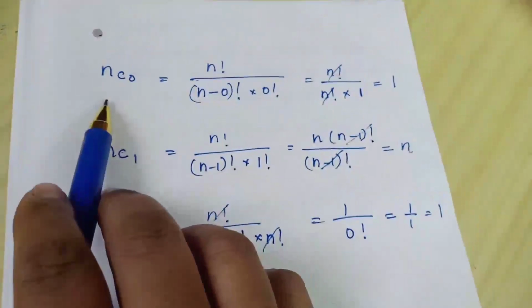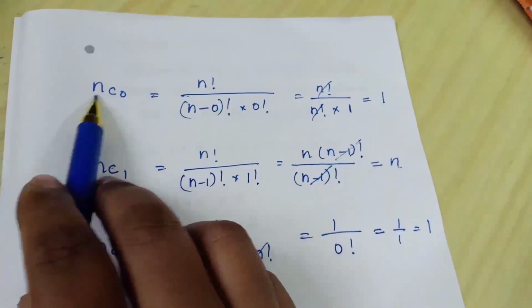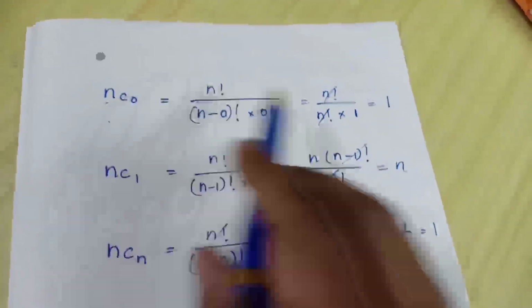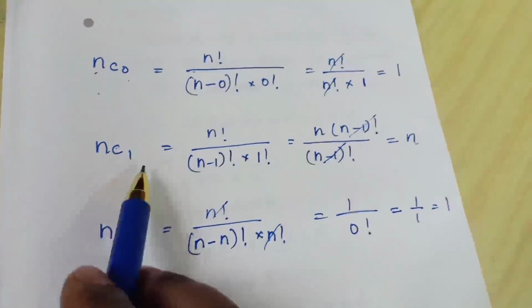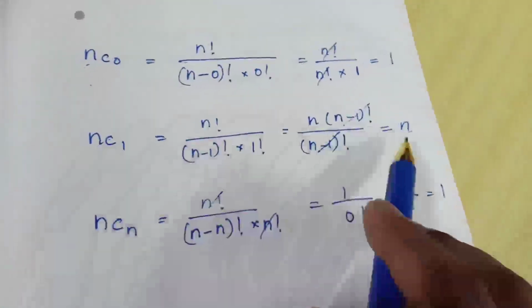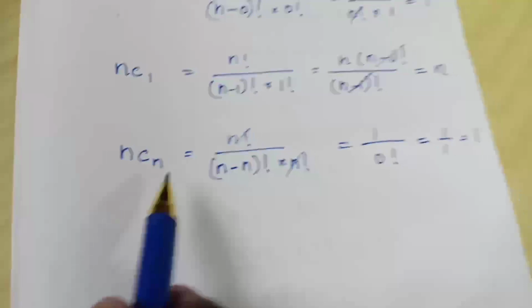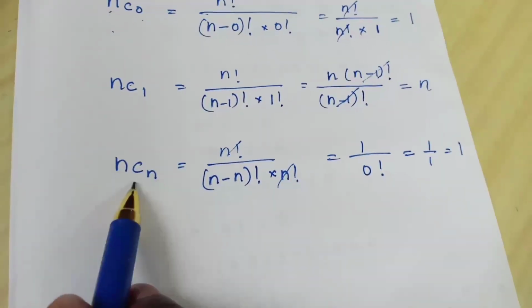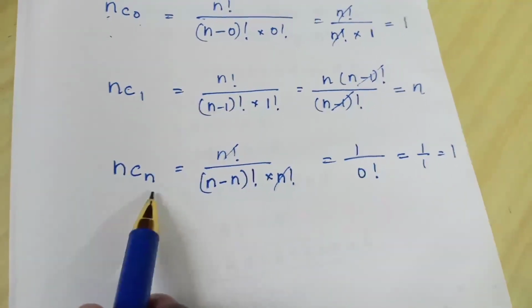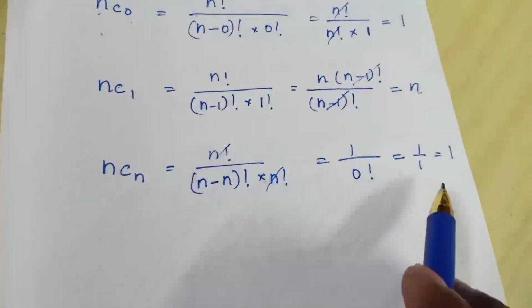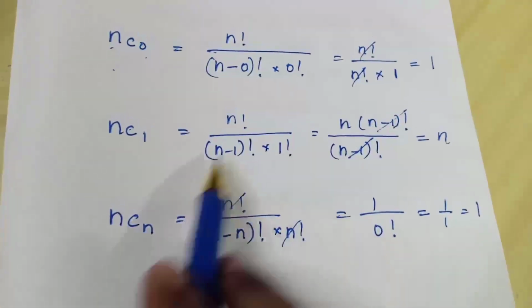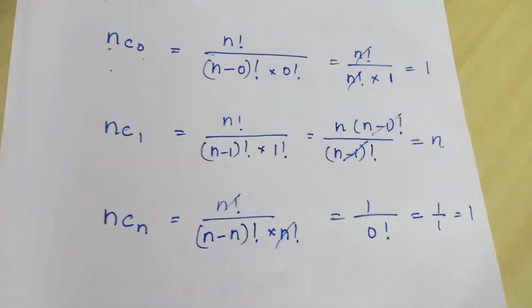So we have the nC0 value is 1. That is, 5C0 is 1, 11C0 is 1. Here 11C1 is 11, that is nC1 is n. Next nCn is 1. That is 11C11 or 10C10 or 100C100, the value is 1. So we can use these formulas in your exercise.